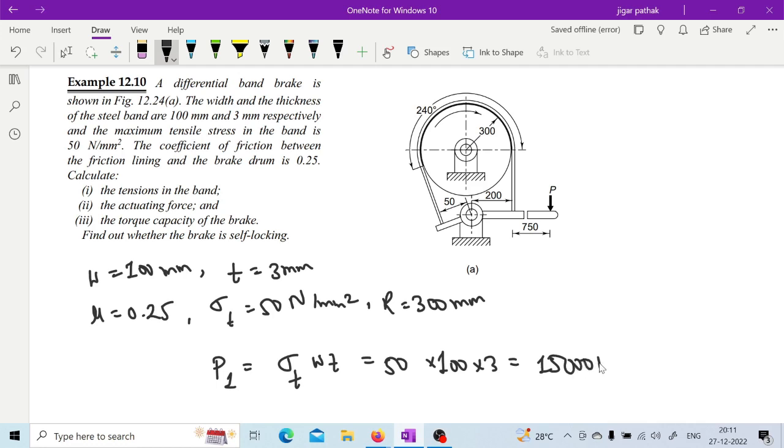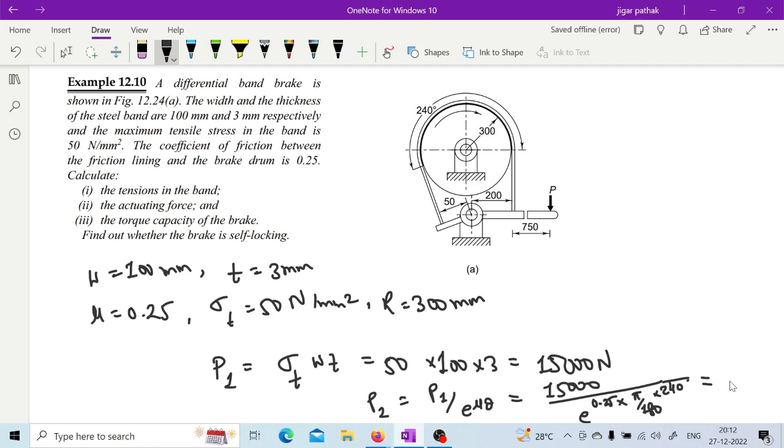Yes, sir. 15,000 newton. So once you have this, you can calculate P2 is equal to P1 upon e raised to mu theta. Now theta you need to convert into radian by multiplying it with pi by 180. So this is 15,000 divided by e raised to mu, which is 0.25, into theta, which is pi by 180 into 240, the angle of wrap given. So now this P2 will be what? 5,292.87 newton.